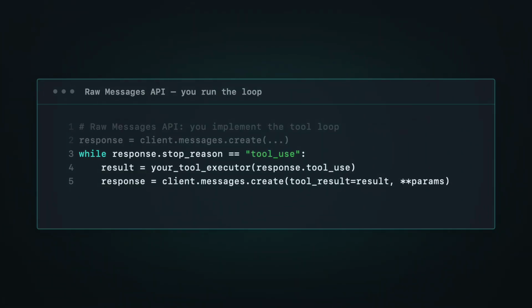Because it is Claude Code's agent loop handed to you as a Python library. Without it, this is the shape of the work. Call the model, watch it, ask for a tool, run that tool yourself, feed the result back, and loop again, checking the stop reason every pass. Every line in that loop is yours to write and maintain.